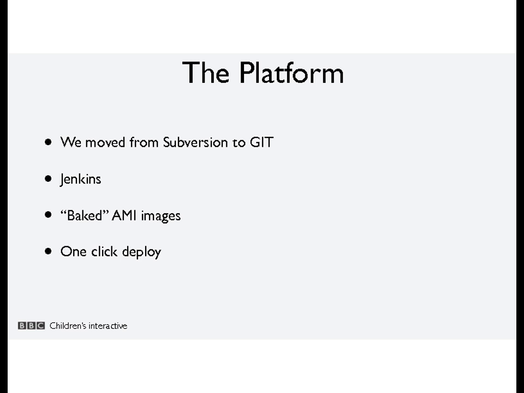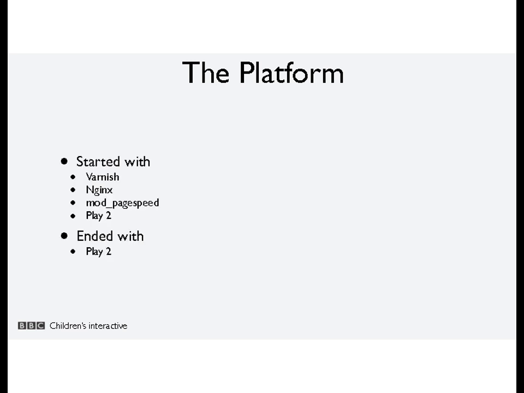Our architecture when we started with Play used Varnish, Nginx, Mod PageSpeed and Play 2. And we ended up with Play 2. There's a lesson in over-optimization. We didn't require the complexity. Play 2 itself is very good at serving your web pages or your applications. Sometimes there's no need for a reverse proxy in front unless you want multiple applications under the same domain.